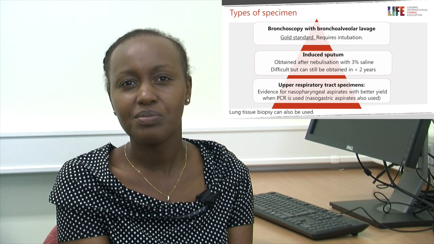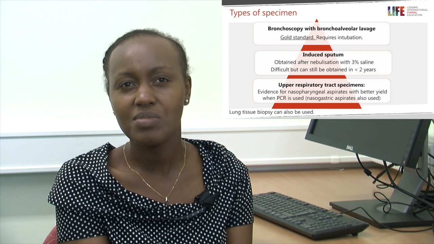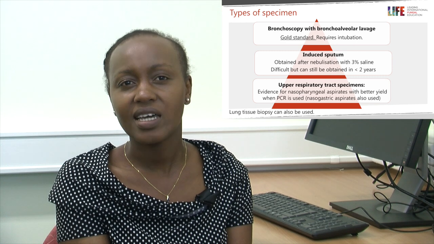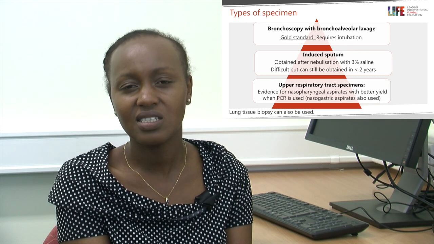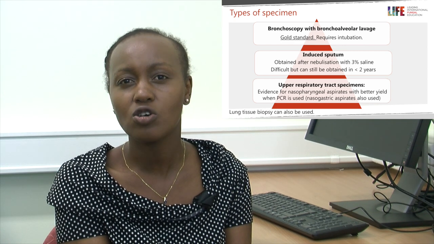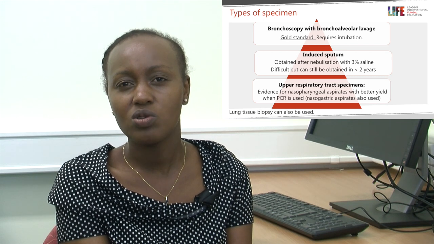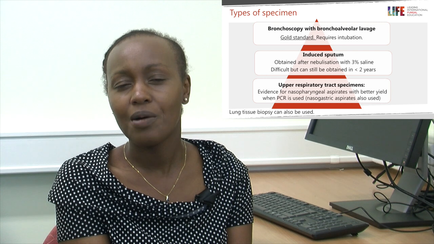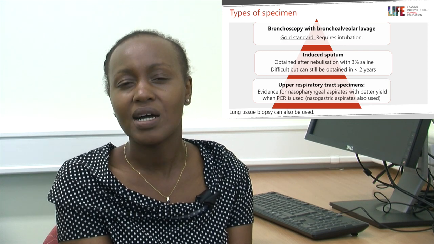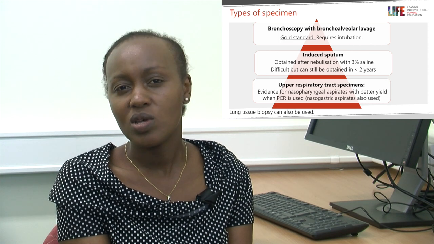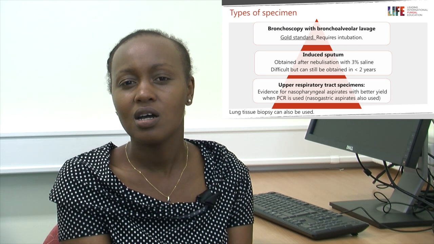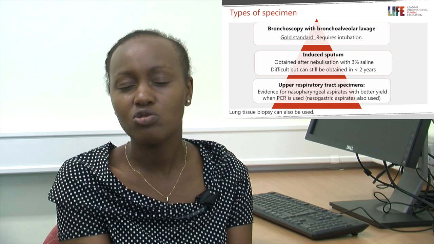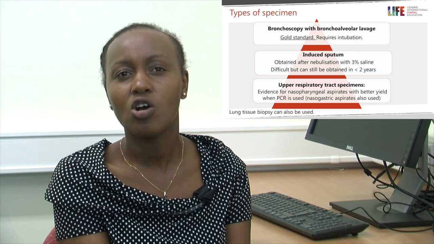So let's compare. This pyramid compares the various samples that we've talked about, and at the top of the pyramid is the gold standard, that's bronchoscopy with bronchoalveolar lavage, but this requires intubation. Then second would be induced sputum, where a patient would be nebulized with 3% saline, and there are challenges with children who are less than 2 years old, but of course it can be done. And at the bottom of the pyramid would be the upper respiratory tract specimens, where nasopharyngeal aspirates have been used for all the types of microscopy, but the yield is increased when PCR is used. And we have to remember that lung tissue biopsies, either at postmortem or in a patient, can be used as well and stained to look for the pneumocystis organisms.